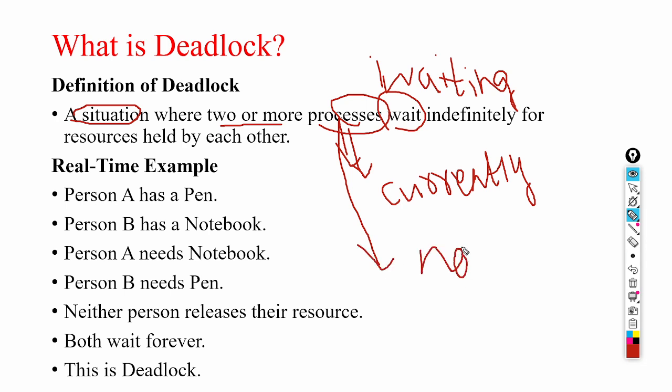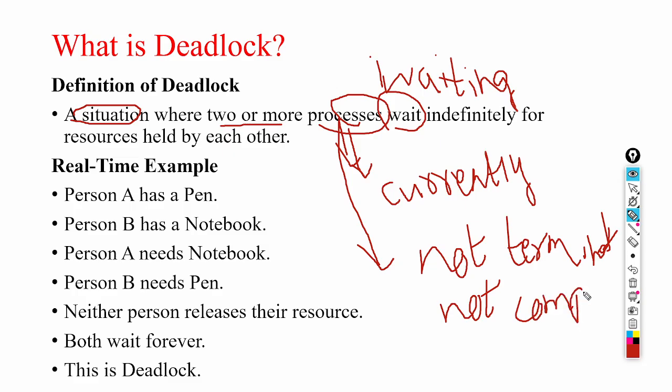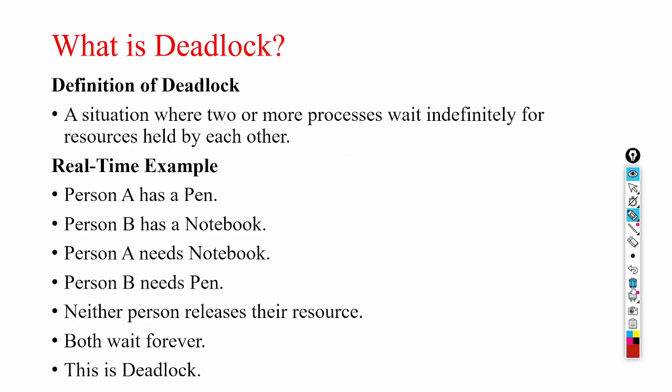The process is not terminated and the process is not completed. Then what is the process doing? The process is waiting. So everyone is waiting, and nobody can move forward. The operating system becomes stuck. This endless waiting situation we call a deadlock.